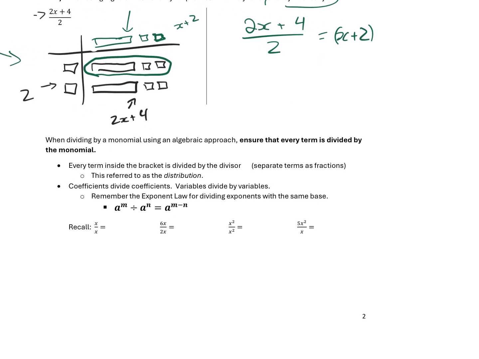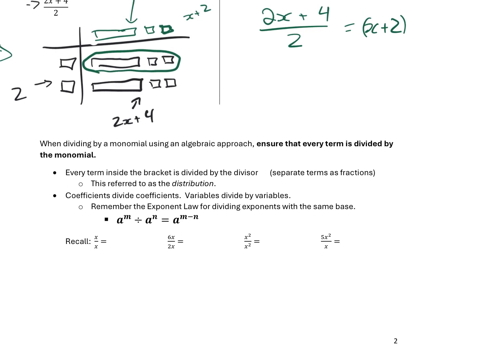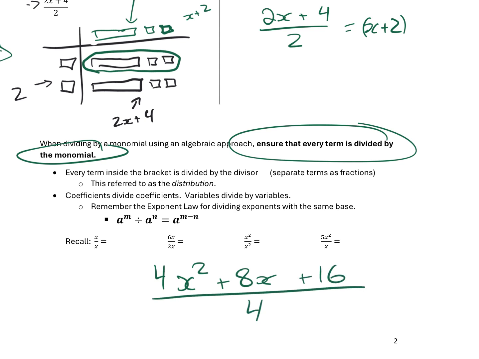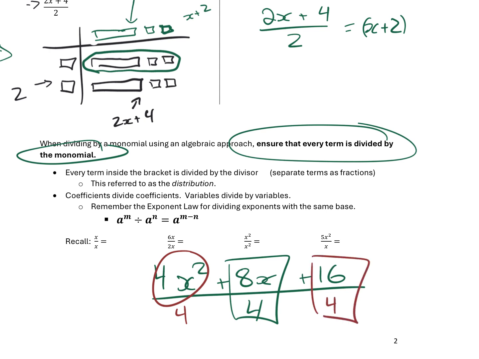We have to ensure that every term is divided by the monomial. That means that if I have a trinomial on top, just look down below. Let's say I have 4x squared plus 8x plus 16, just for fun, and I divide that all by 4. I'm going to divide 4x squared by 4 by itself, 8x will be divided by 4, and then we're also going to divide 16 by 4. We have to divide each and every term.